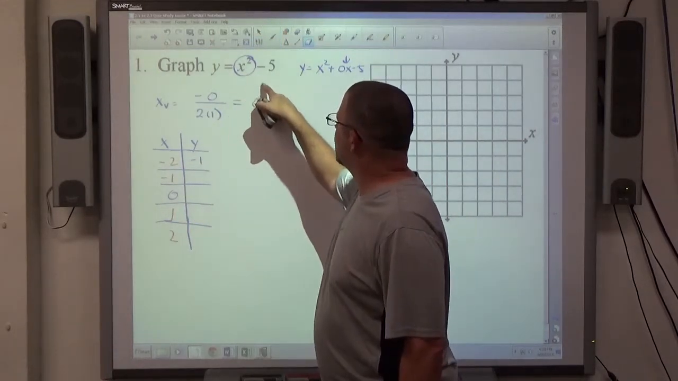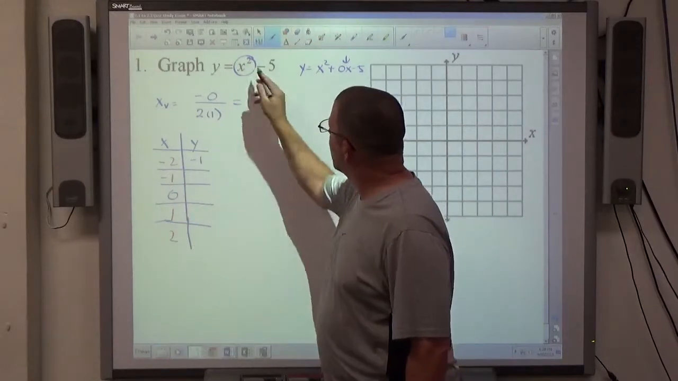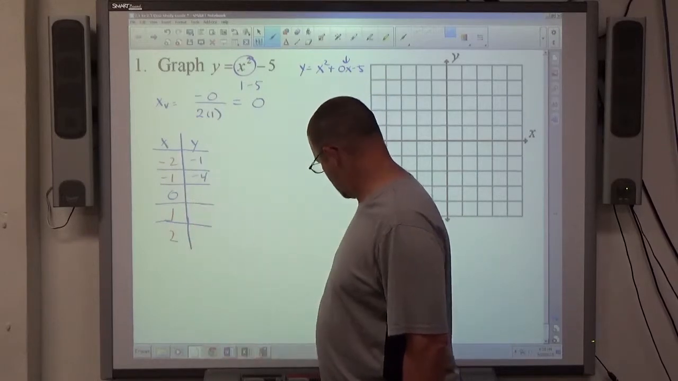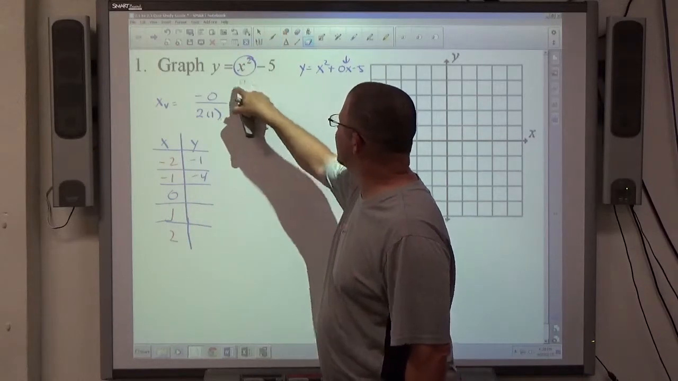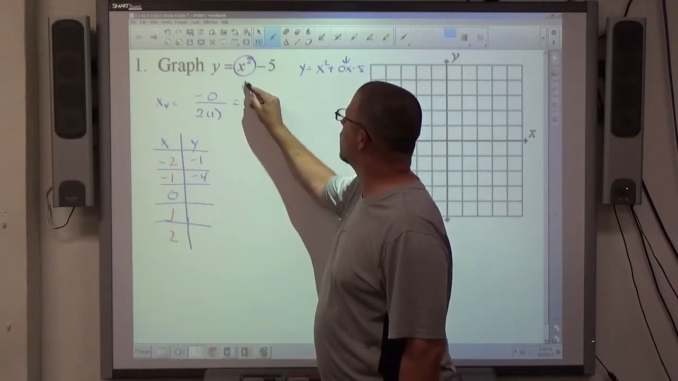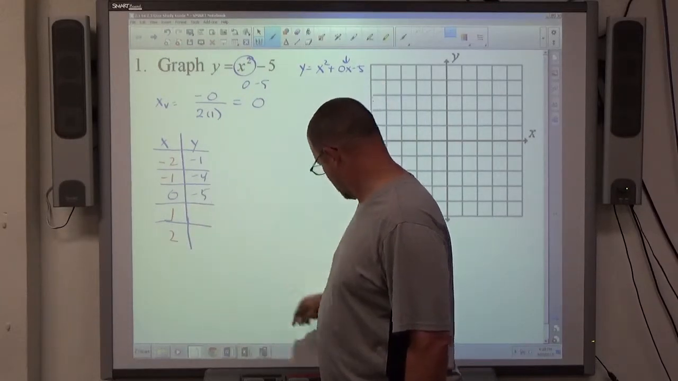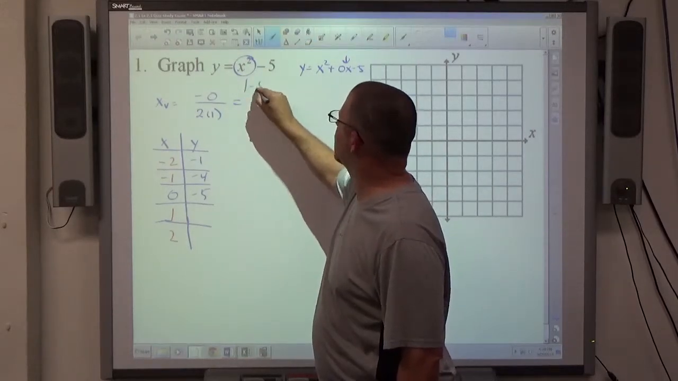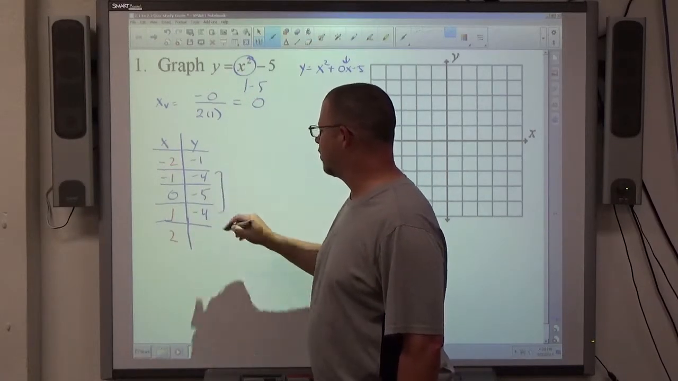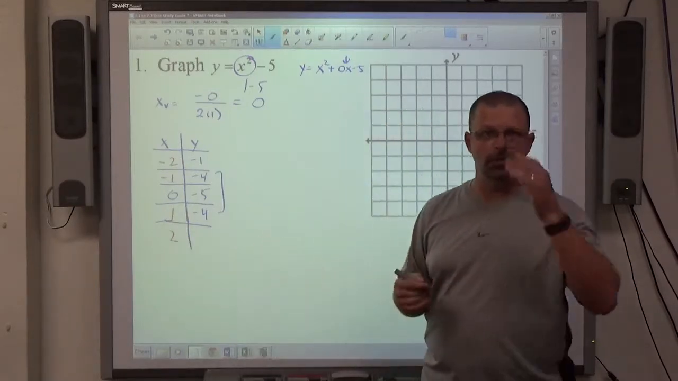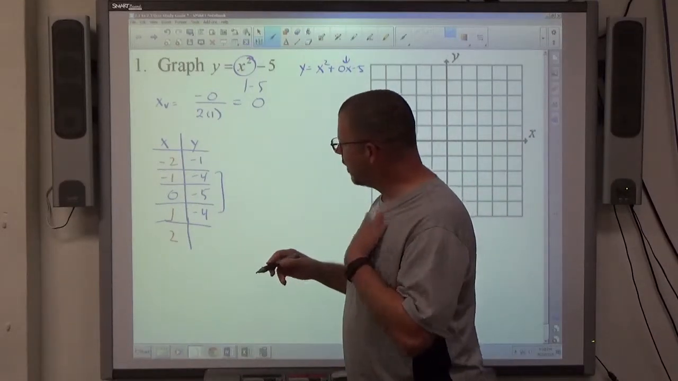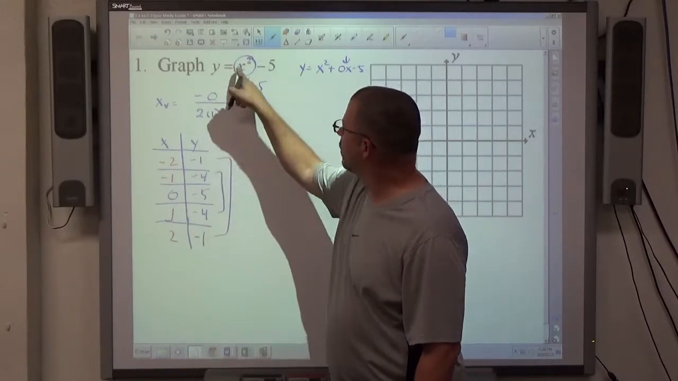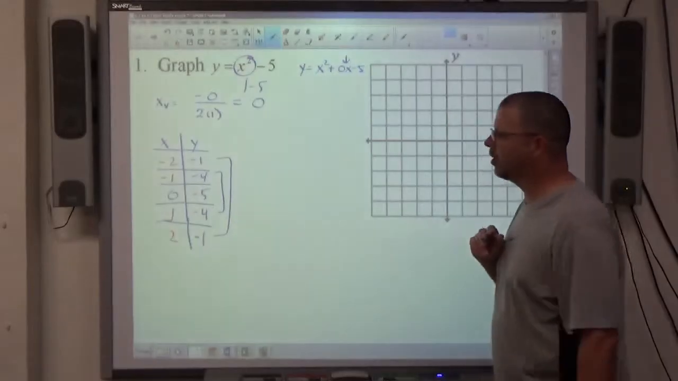If x equals negative 1, we put negative 1 there, we're going to get negative 1 squared is positive 1 minus 5 is negative 4. If x equals 0, we're going to get 0 squared is 0 minus 5 is negative 5. If x equals positive 1, 1 squared is positive 1 minus 5 is negative 4 again. You notice the symmetry, they should be symmetrical about the vertex. That gives me a little bit of feeling of goodness there. And that tells me this is also going to be negative 1. If you try it out, 4 minus 5, negative 1, if x equals 2.